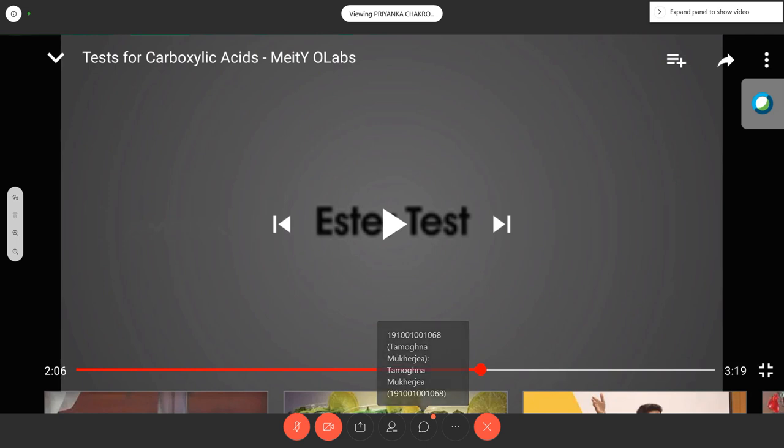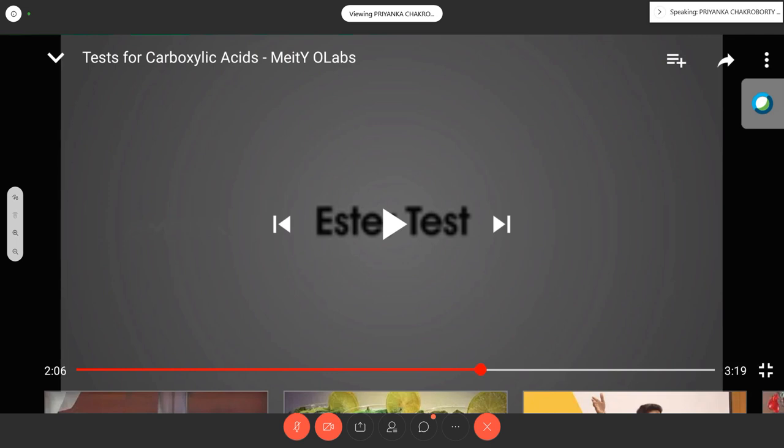Someone respond, please. Yes, ma'am. Is the test clear? Okay, so the brisk effervescence that you have seen, we can see that bubbles form in the body of the test tube. So it's a very good test to detect the carboxylic functional group.